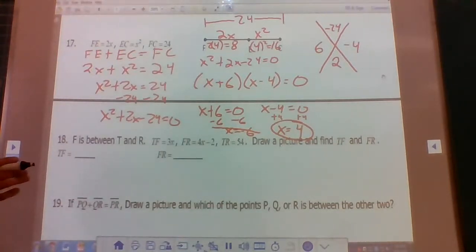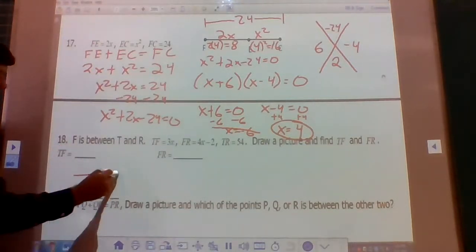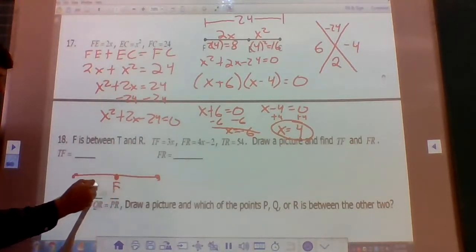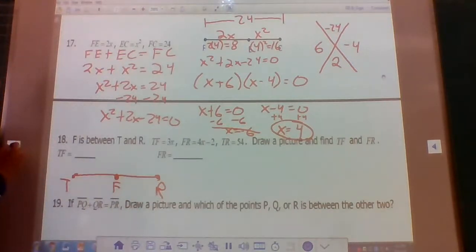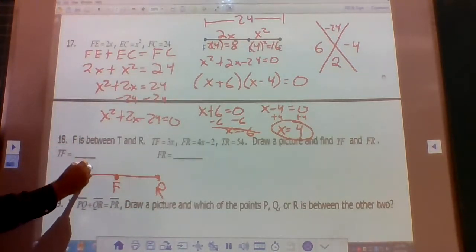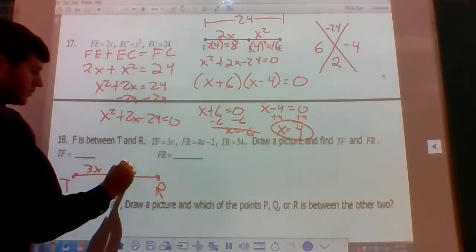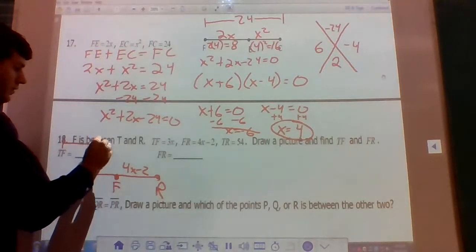Right. Next one is very similar. So let's put a diagram in. F is between T and R. So TF is 3x. FR is 4x minus 2. Okay, and the whole thing here is 50.